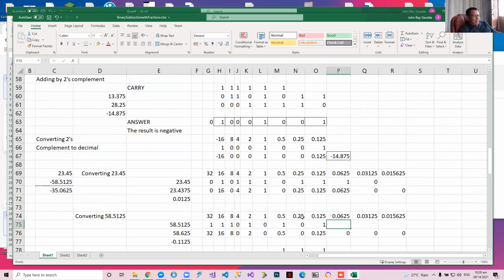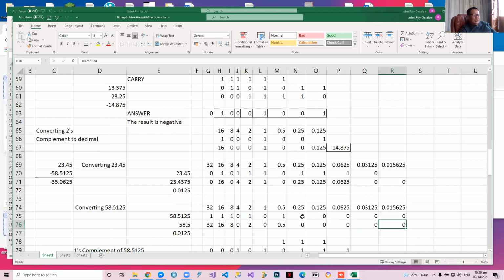We need this. No, we can't have this because this is bigger. 0.0125 pala. This is still bigger, no? That will become negative. So this is 0. This is still bigger. Look, no, it will become negative. So hanggang dito na lang tayo, 0, no? So we fill up this with a 0, okay?